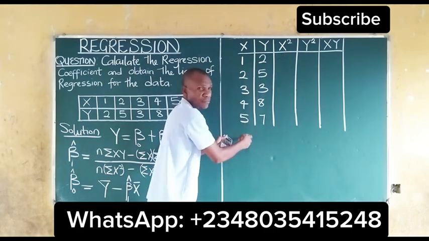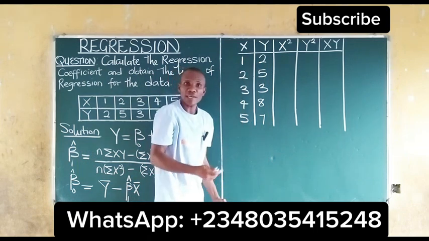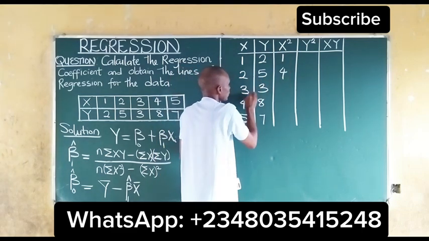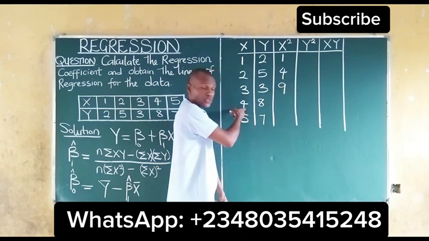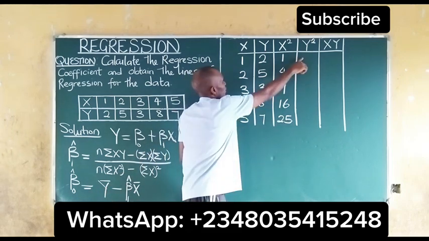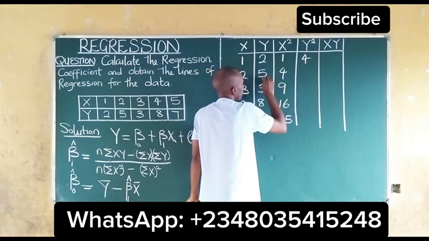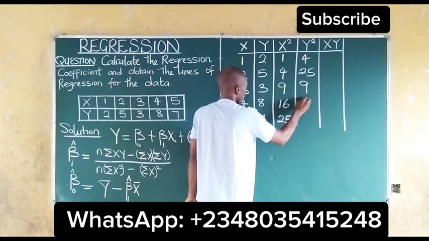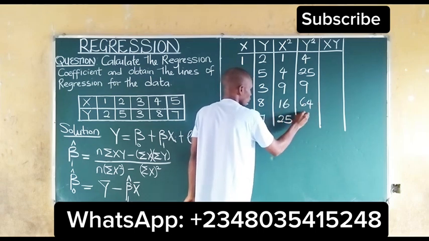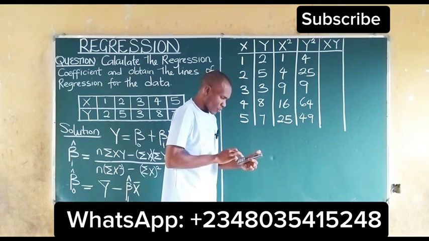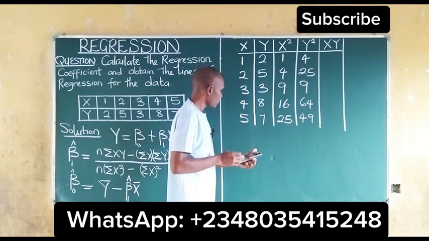We have our x squared here. That means we take the square of all the values here. So 1 squared is 1, 2 squared is 4, 3 squared will give us 9, 4 squared will give us 16, and 5 squared will give us 25. We have y squared here. 2 squared will give us 4, 5 squared will give us 25, 3 squared will give us 9, 8 squared will give us 64, and 7 squared will give us 49. Anyone you're not sure of, you can use the calculator to get it.